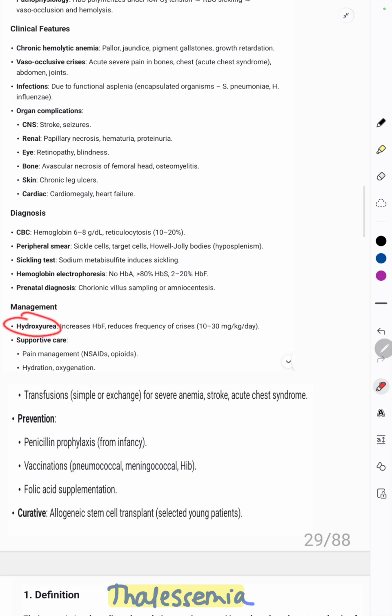Management: we give hydroxyurea. Hydroxyurea increases the fetal hemoglobin levels and reduces the frequency of crisis. Supportive care can be pain management, hydration, oxygenation. Then transfusion, there can be simple or exchange transfusion, and the prevention can be by penicillin prophylaxis, then vaccinations, and folic acid supplementation. This prevents the infections. And curative, however, the only method is allogenic stem cell transplantation.